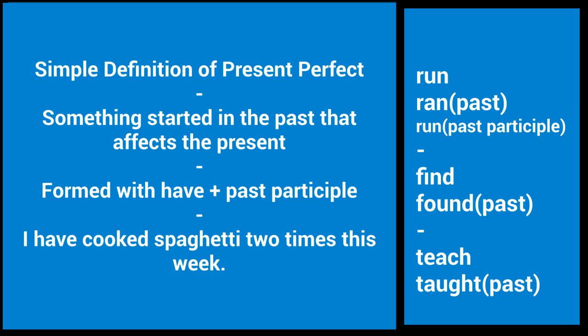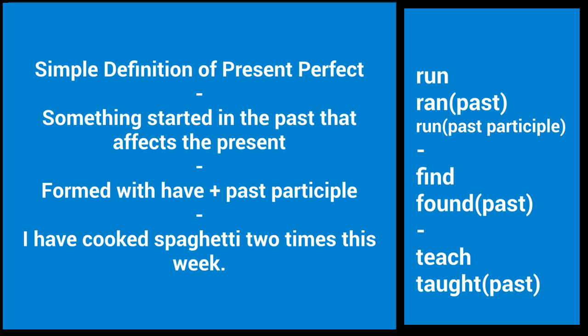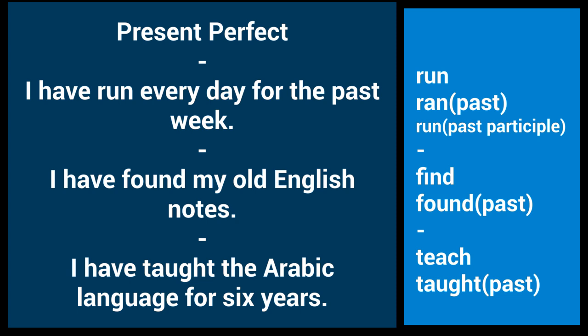Okay, I have cooked spaghetti 2 times this week. In the past, I cooked spaghetti. I've done it several times up until now. So again, if you haven't had present perfect before, we're going to do a video in the future and we will explain it in greater detail. All right, let's look at a couple examples of these irregular verbs in present perfect.